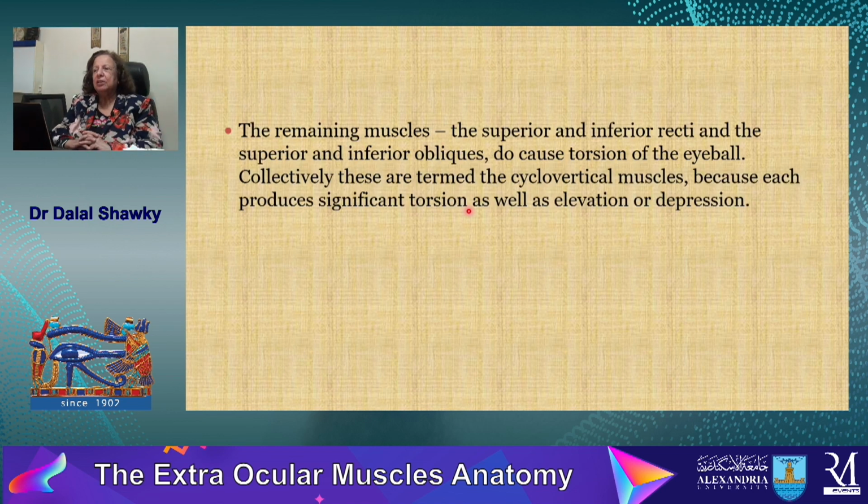The remaining muscles, the superior and inferior recti and the superior and inferior oblique, do cause torsion of the eyeball. Collectively, these 4 muscles are termed the cyclovertical muscles because each of them causes torsion as well as elevation or depression.